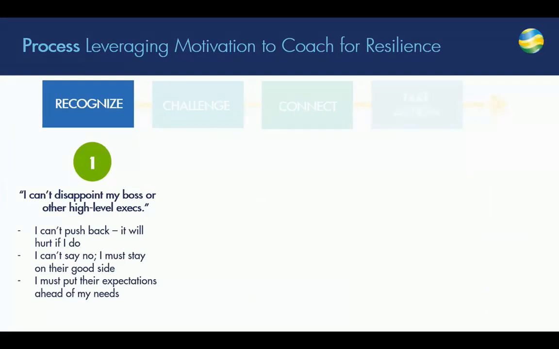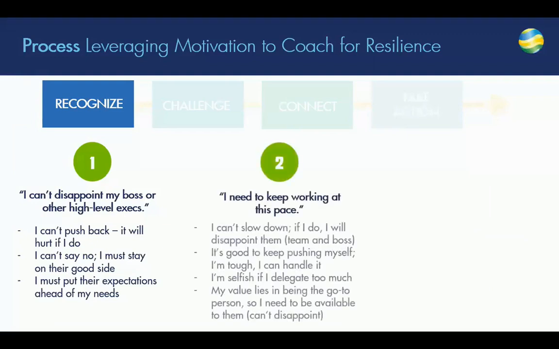I have to stay on their good side, and I have to put their expectations ahead of my needs. Another assumption that she had was, I just need to keep working at this pace. I'm tough. I can handle it. I will disappoint them if I slow down. Also around delegation to her team, I'm selfish if I delegate to them. I'll just do it myself. My value lies in being the go-to person, so I need to be available.